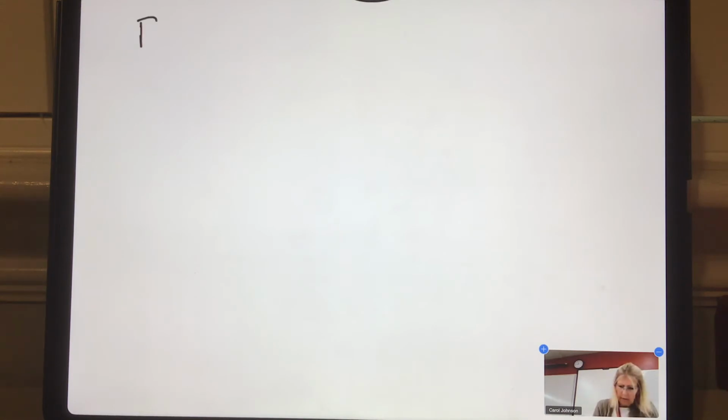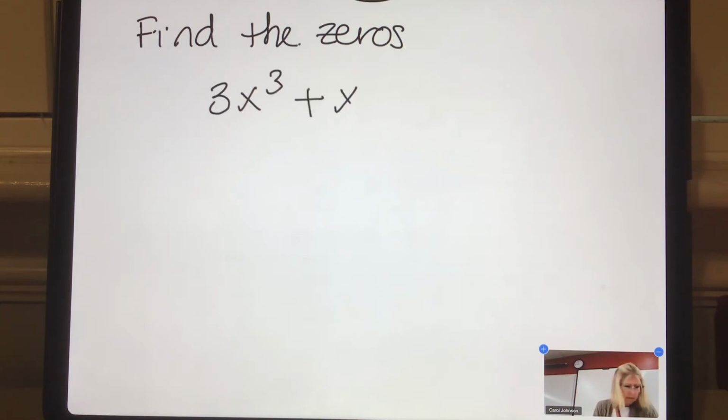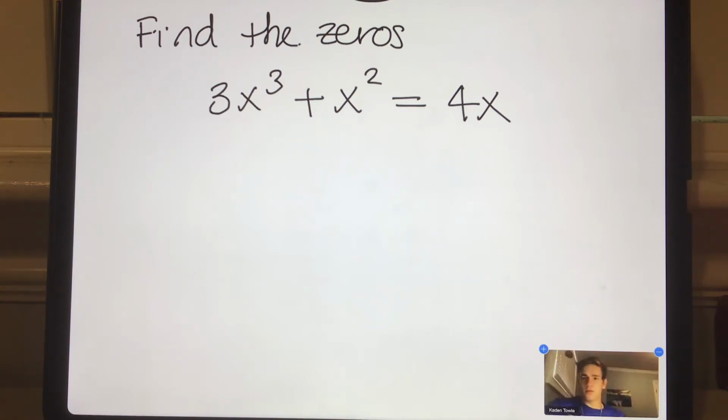Now, they're going to say find the zeros, and they're going to give you this equation. Okay, now this is a little bit different. They're asking you to find the zeros. All right, Kaden, take a stab at it. What do you think you're going to do if I'm asking you to find the zeros? Do I have to change the form? Or do I have to subtract 4x from both sides to make it all on the same side?